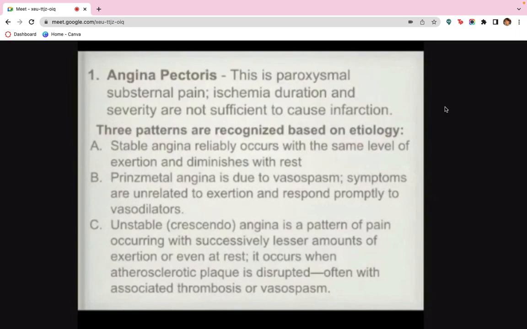Next, we have angina pectoris, which is a paroxysmal substernal pain, with ischemia of a duration and severity not sufficient to cause infarction or cellular death. There are three patterns. We have stable angina, Prinzmetal angina due to vasospasm, and of course crescendo angina, which is a pattern of pain occurring with successively lesser amounts of exertion or even at rest.